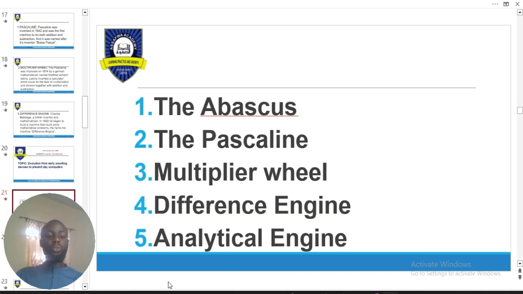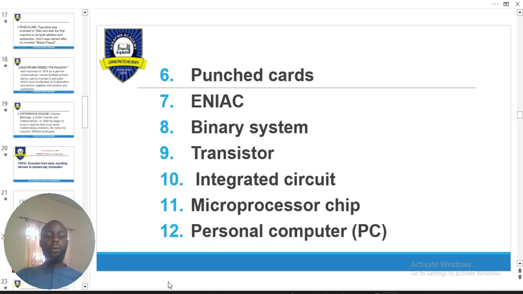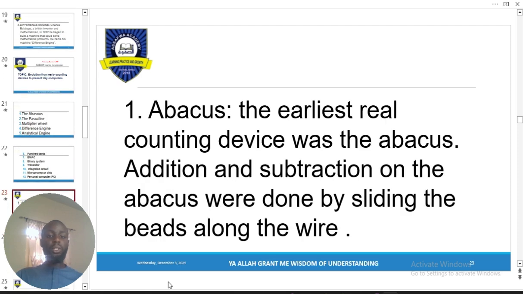So the first one we have the abacus, the Pascaline, we have the multiplier wheel, we have the difference engine, we have the analytical engine, we have the punch cards, we have the ENIAC, we have the binary system, we have the transistor, we have the integrated circuits, we have the microprocessor chip, we also have the personal computer, which is known as the PC.